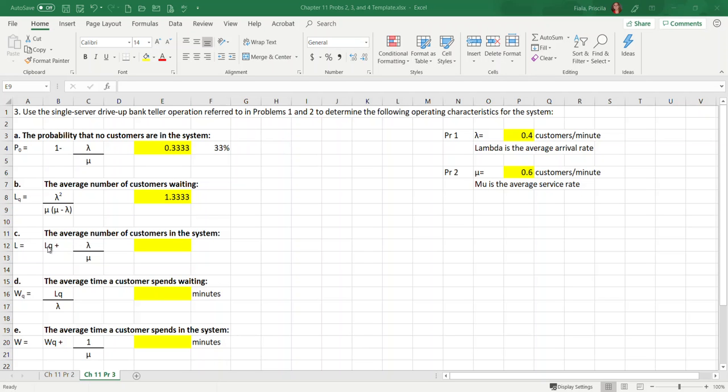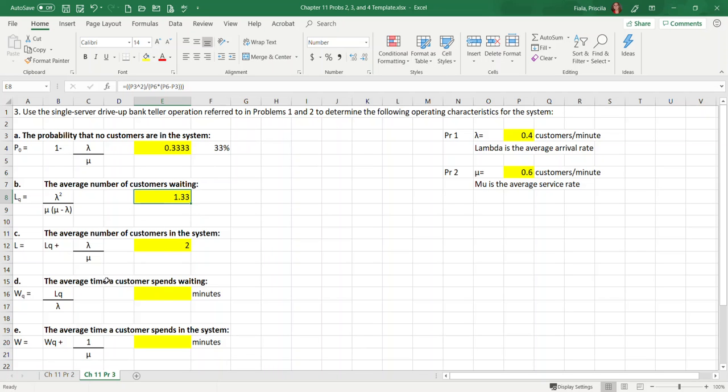Okay, so now let's do the average number of customers in the system. Well, we have calculated already the average number of customers waiting, therefore we are able to do this whole formula. So right here, we're going to do equals, well, the average number, LQ, the average number of customers waiting is 1.33, and we're going to add the arrival rate divided by my service rate. Which gives the average number of customers in the system: two customers. You could put more digits, and you're going to see it's still two.